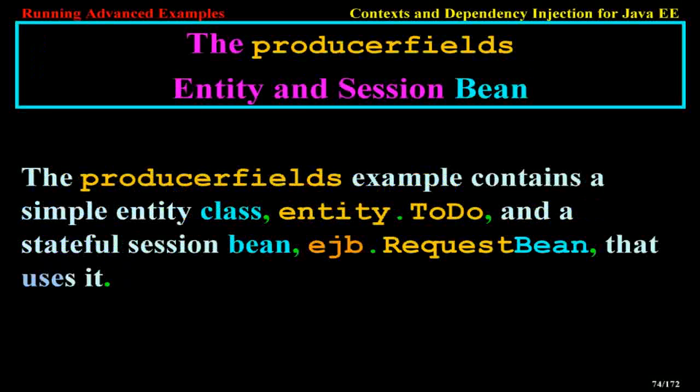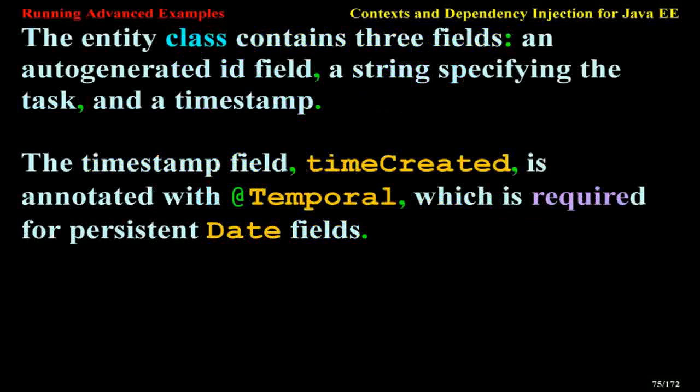The producer fields example contains a simple entity class, Todo, and a stateful session bean, EJB RequestBean, that uses it. The entity class contains 3 fields: an auto-generated id field, a string specifying the task, and a timestamp. The timestamp field, timeCreated, is annotated with @Temporal, which is required for persistent date fields.